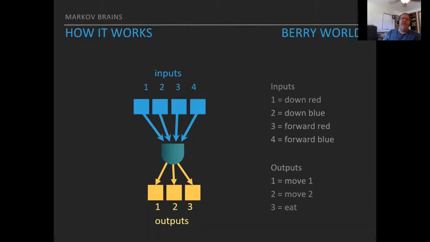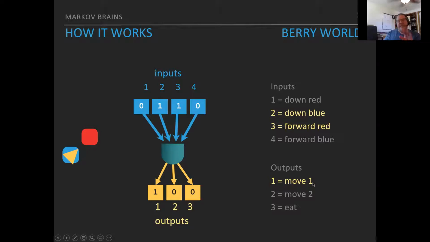So we can consider a very simple Markov brain. It only has a single gate. There are 4 inputs. They flow into the gate. The gate does whatever it does, and then it generates these 3 outputs. So this is a 4 in, 3 out gate. If we had our agent standing on a blue berry looking at a red berry, the inputs would be 0, 1, 1, 0. It just so happens that the logic in this gate generates 1, 0, 0. So the logic is it would do a move 1, which would be a turn left.